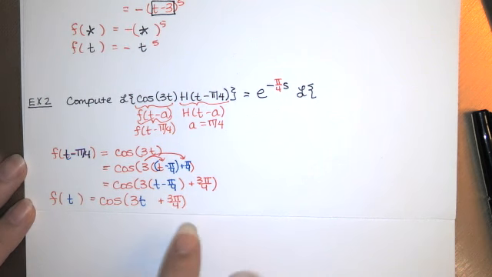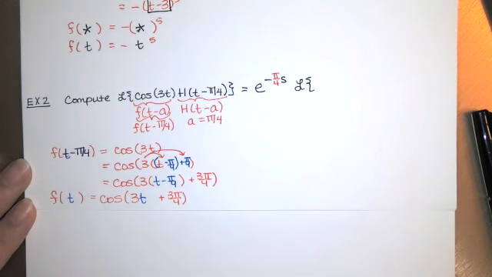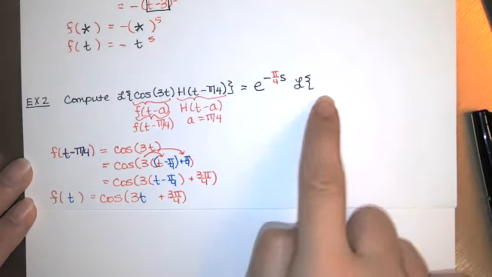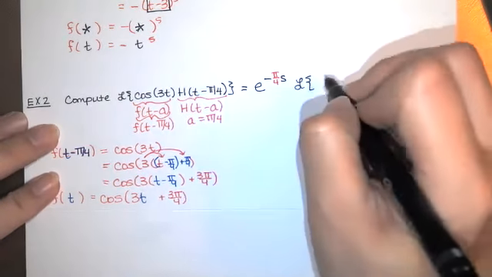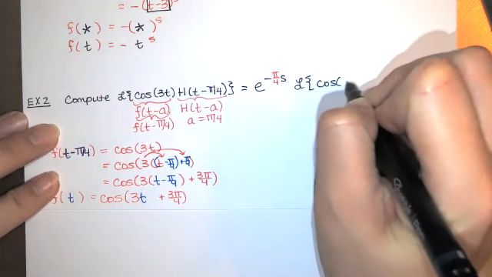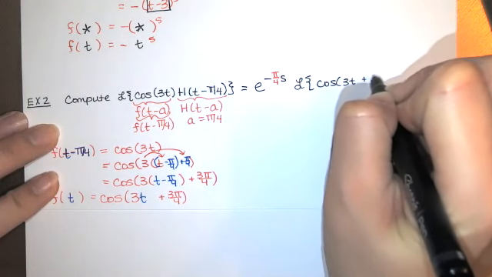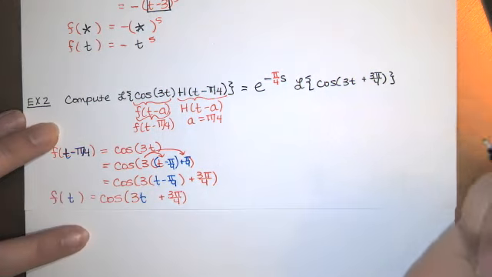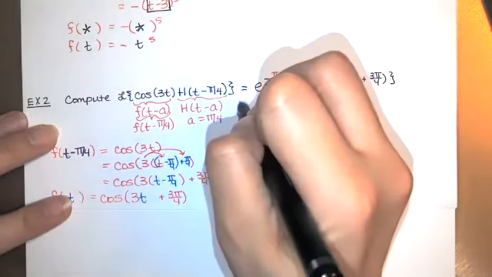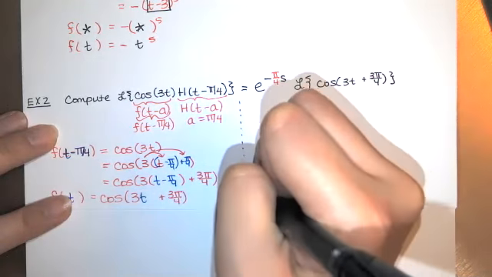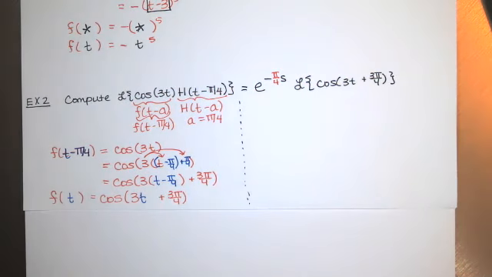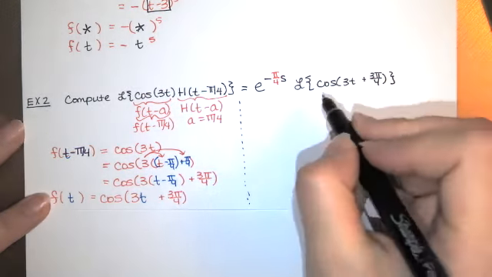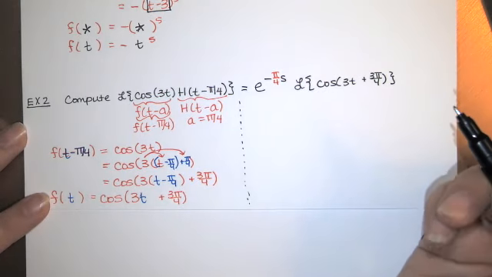Now we don't have anything that looks like this in our table, but this is the function that we should be taking the Laplace transform of over here. If you're saying to yourself, how on earth do I take the Laplace transform of something that looks like that? Well, we can't take the Laplace transform of it in this form, but we can take the Laplace transform of it in an alternate form. So what we're going to use is this identity from trig.